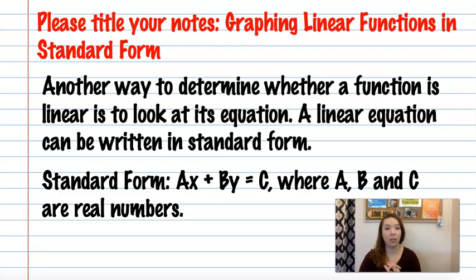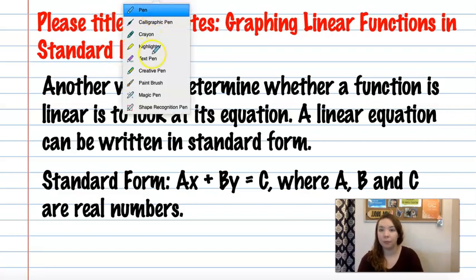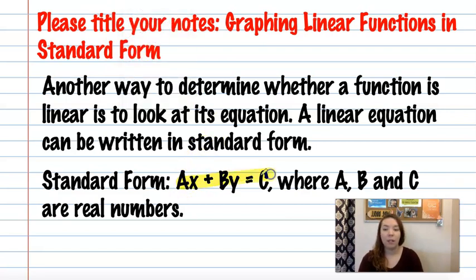Another way to determine whether a function is linear is to look at its equation. A linear equation can be written in standard form. Standard form is ax plus by equals c, where a, b, and c are real numbers. So they could be fractions, decimals, irrational numbers, whole numbers, negatives, really anything except for imaginary numbers, which we talked about very briefly when we did the real number system. So these are numbers, not variables. This could be like 2x plus 3y equals 5, something along that vein.